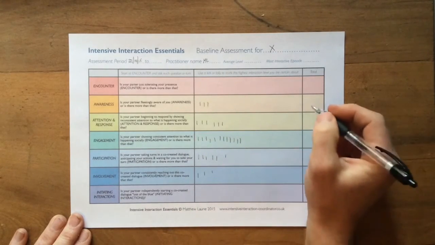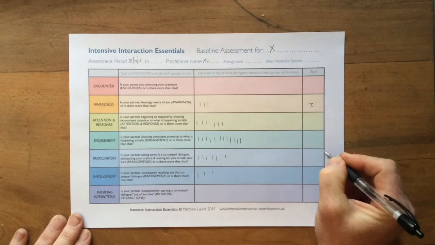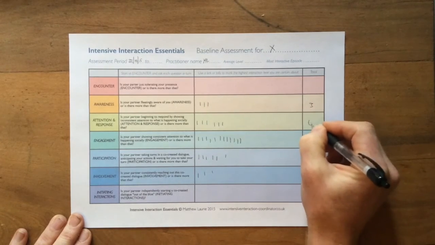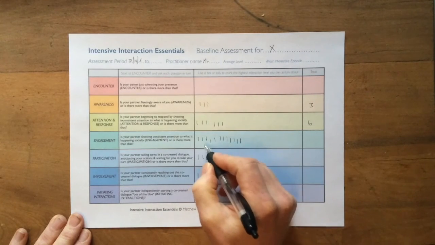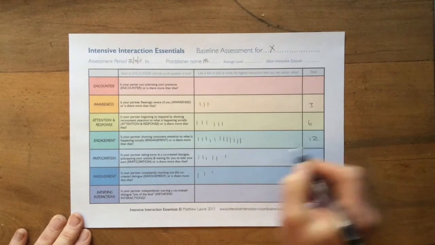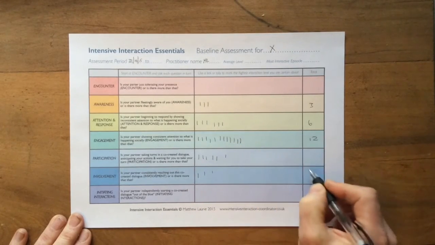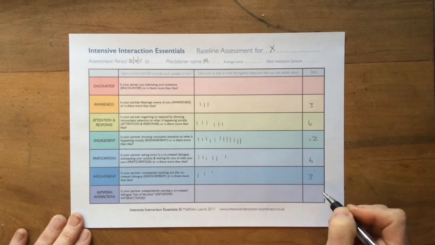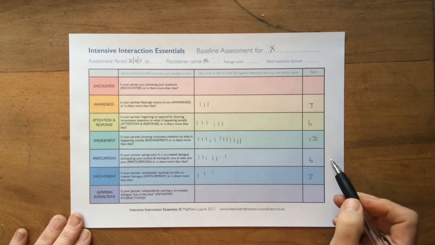So we can write engagement. And we can write most interactive episode was involvement. This is what we've seen somebody is capable of. And that's how to take a baseline assessment for intensive interaction.